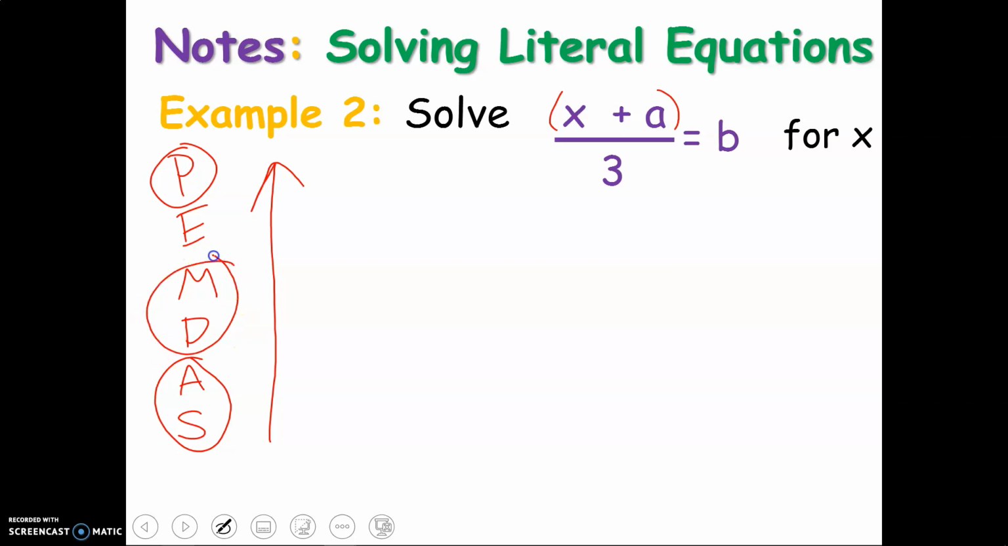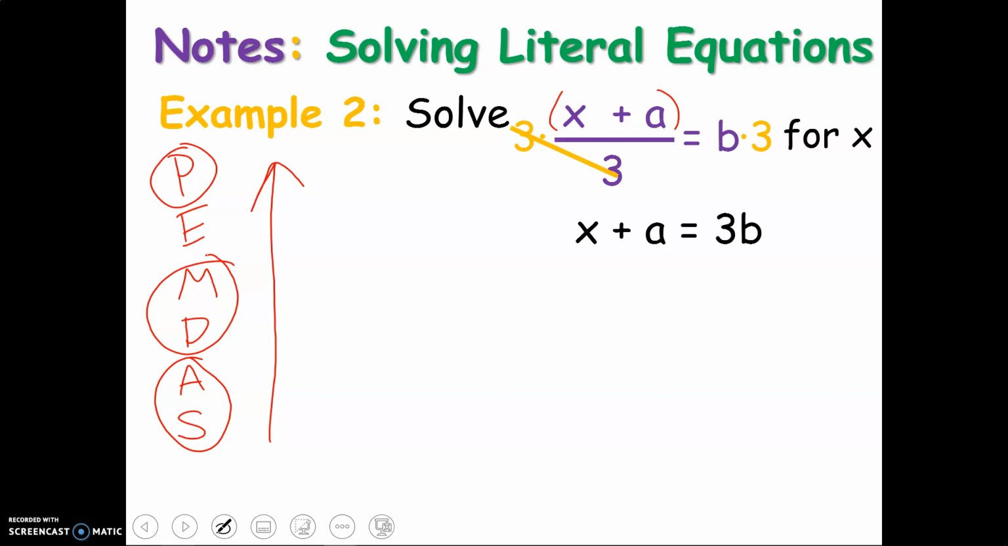So do we have any multiplication and division to remove? We do. We have a divide by 3. The opposite of dividing by 3 is multiplying by 3. So we'll multiply by 3 on both sides. On the left, we have a times 3 and a divide by 3, so 3 divided by 3, which is 1. On the right, we have b times 3, or 3b. So this becomes x plus a is equal to 3b.